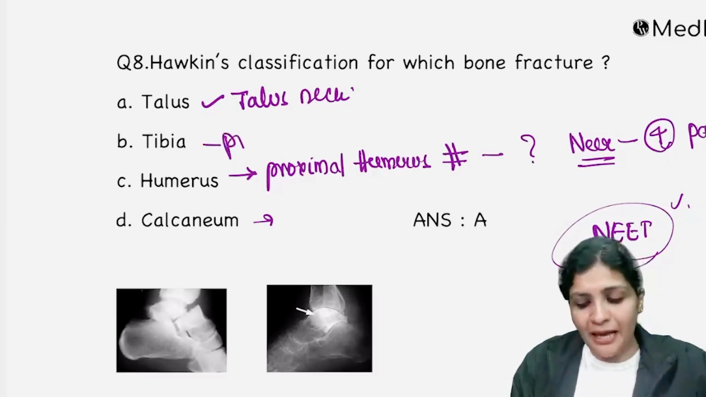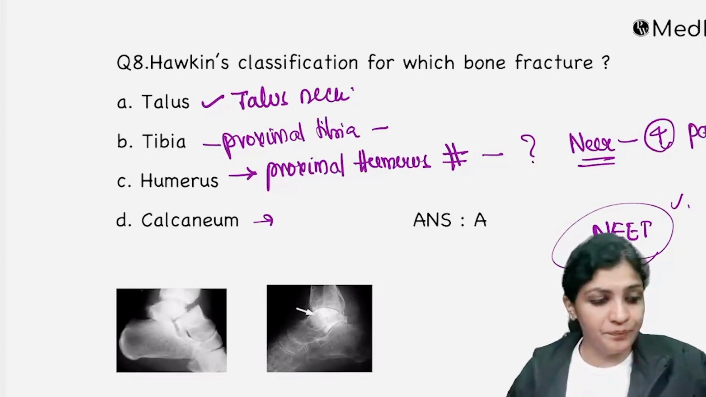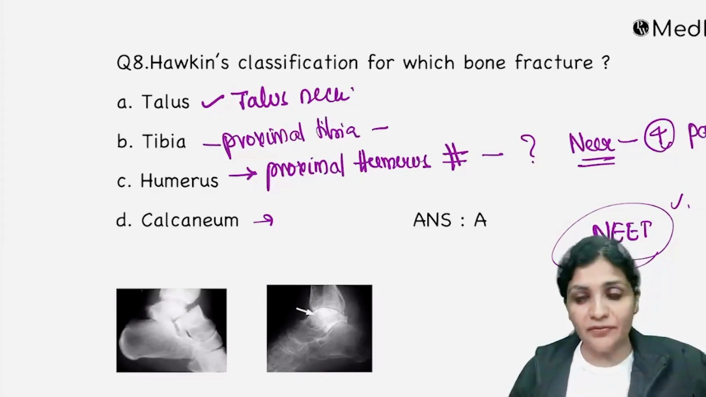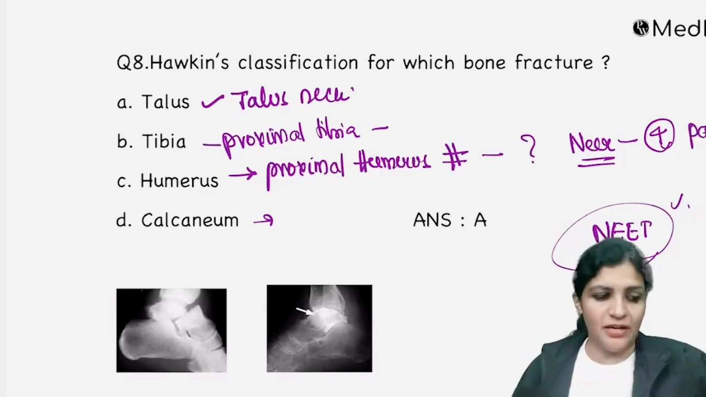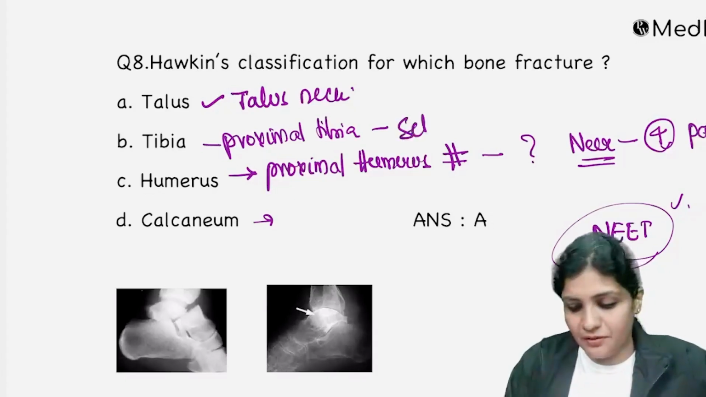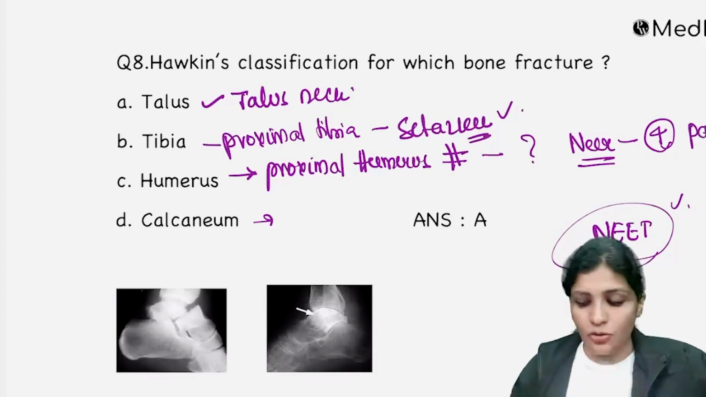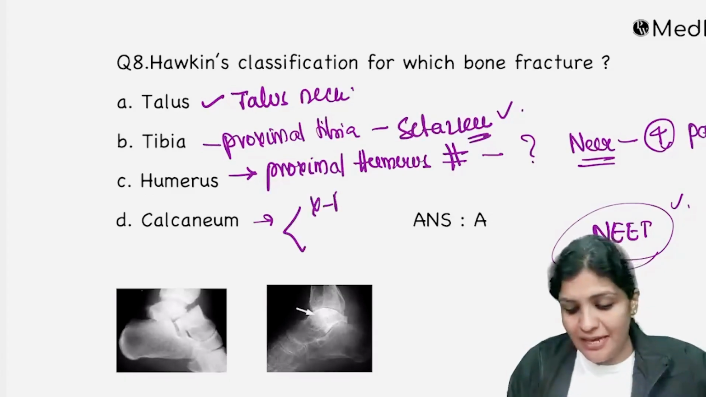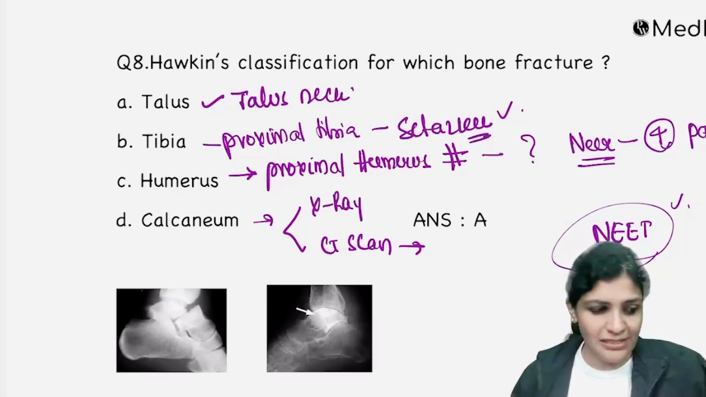And proximal tibia? The name of the classification for proximal tibia? Faster. Yes, very good. It is Schatzker's classification. Then calcaneum. Now calcaneum has 2 classifications. One is the X-ray classification. The second one is the CT scan classification. If you remember, one is enough, I think. So what is the CT scan? Yeah, proximal tibia is Schatzker. Very good.